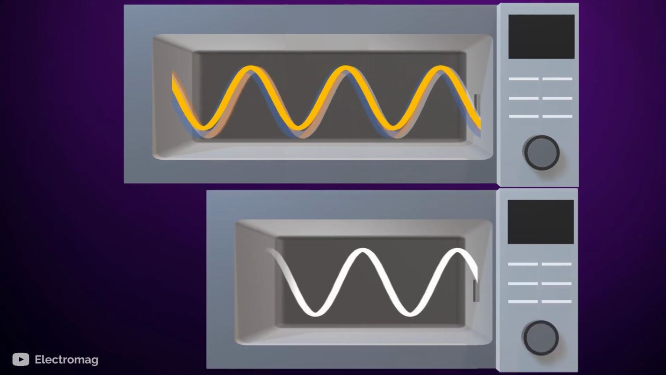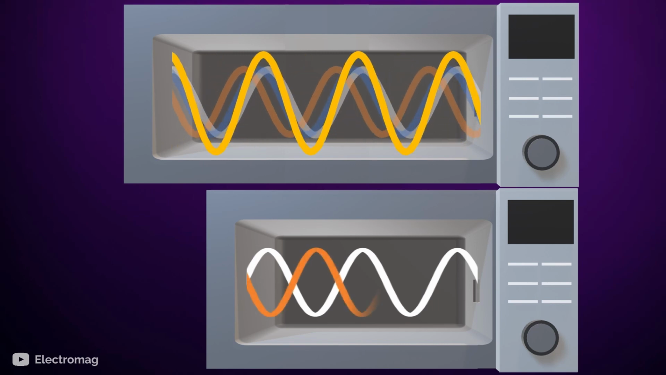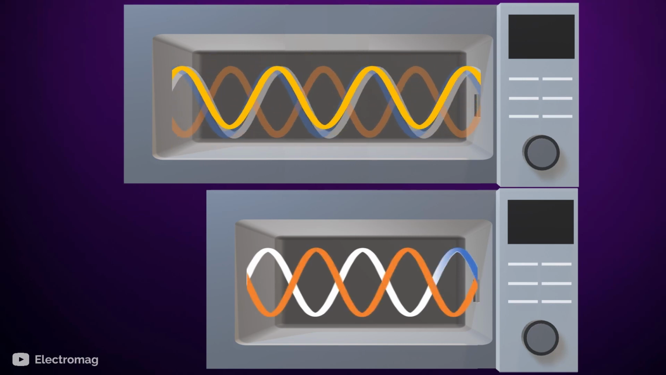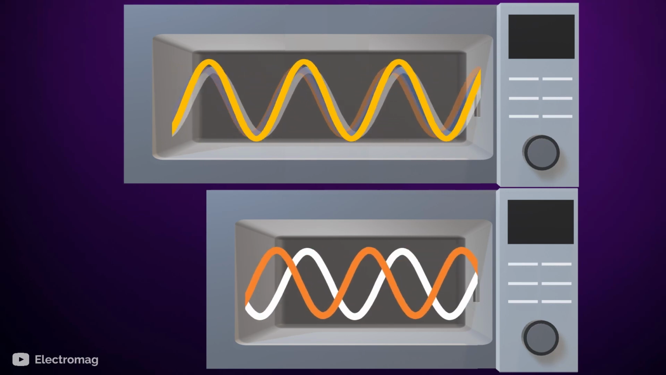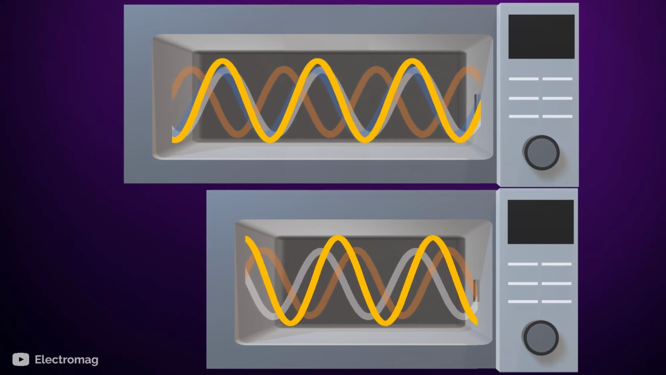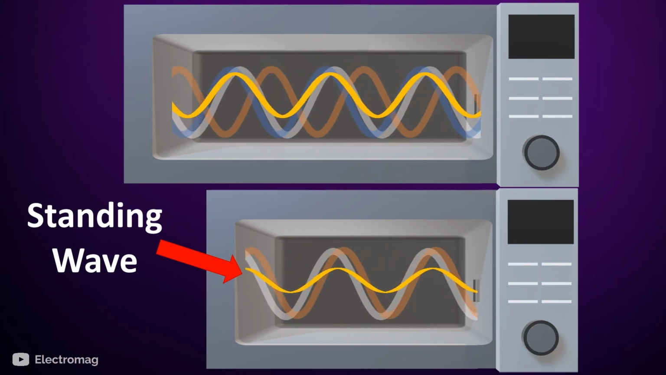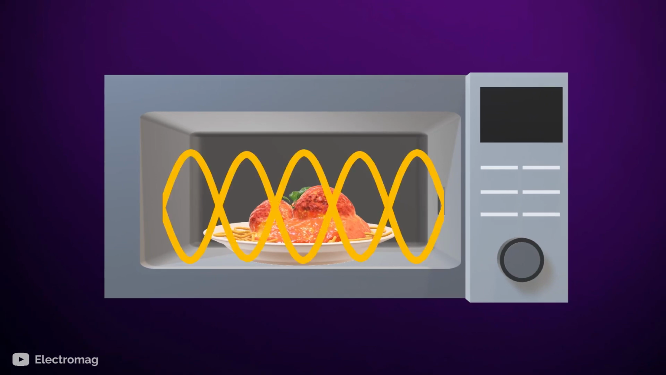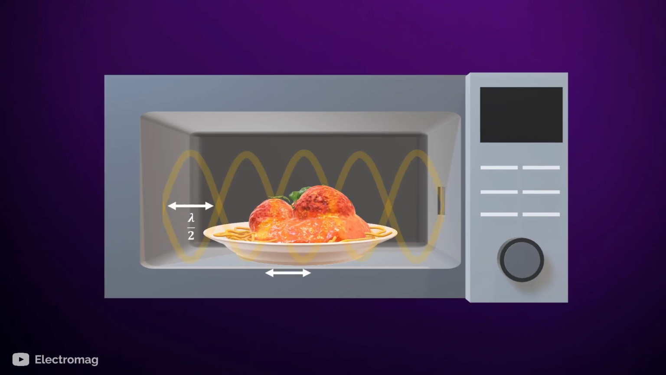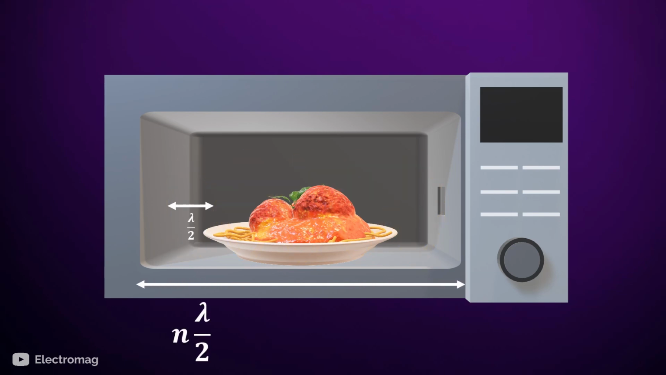But how can we form a combined wave more efficiently? By choosing the right length of the cavity, we can align the third reflection with the incident wave. In this case, the combination of the waves forms a particular wave called a standing wave. This length is a multiple of half a wavelength. In typical domestic microwave ovens, the length of the cavity is around 30 centimeters.